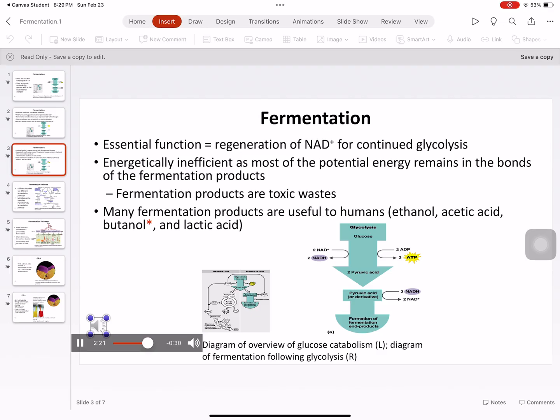Now, another thing to note is that many fermentation products are useful to humans. Things like ethanol, which of course is the drinking alcohol, acetic acid, vinegar, butanol, and there's a red star by that one, and we'll talk about it some more, and then lactic acid that we find in yogurt.